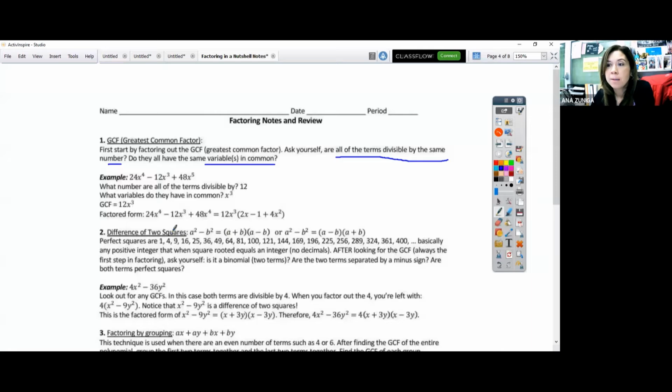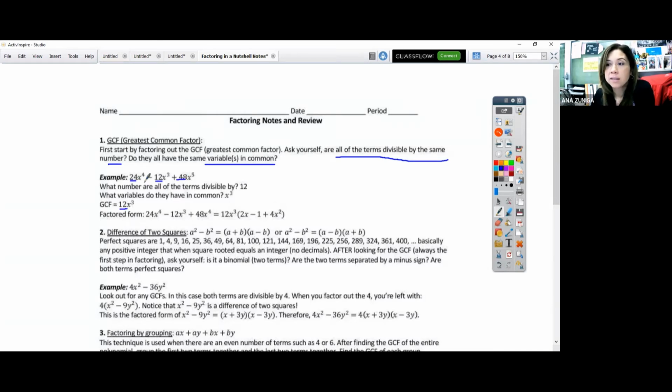So in the first example, we have 24x to the fourth minus 12x cubed plus 48x to the fifth power. Notice all of these numbers are divisible by 12. They're all divisible by 6, 4, and 3, but it's called the greatest common factor because you want to divide by the biggest number. And here they're all divisible by 12. So you're going to factor that out. So you take out the 12.